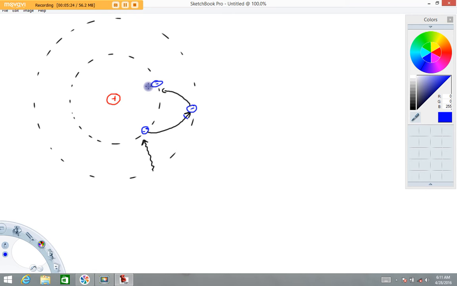Now, when it does so, it'll give up a photon. So what you have to realize here is that when an electron absorbs a photon, it increases its energy and goes to a higher orbit. When it comes back down to its ground state, or its lowest energy state, it will give that photon up. Now remember that photon energy is dependent on frequency.